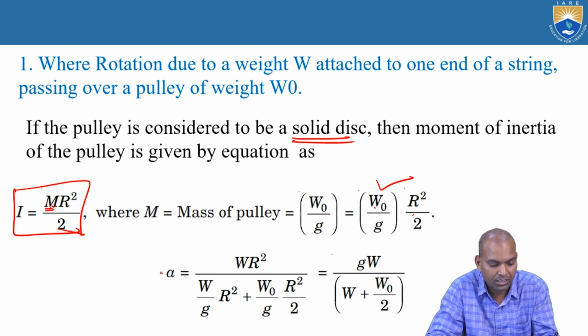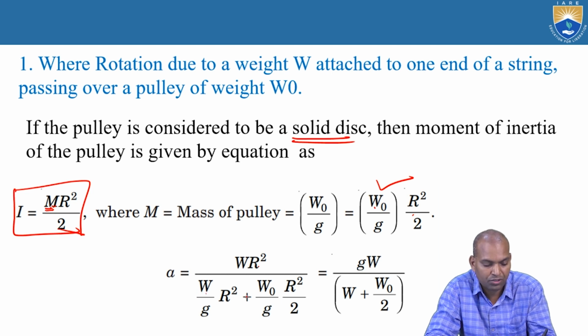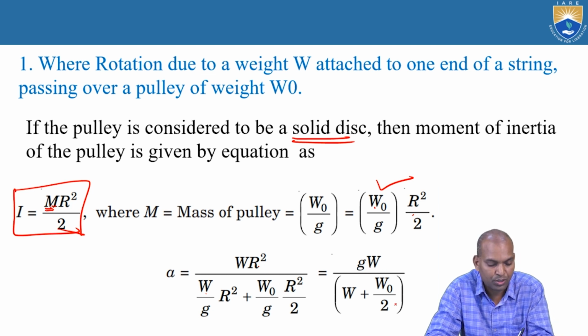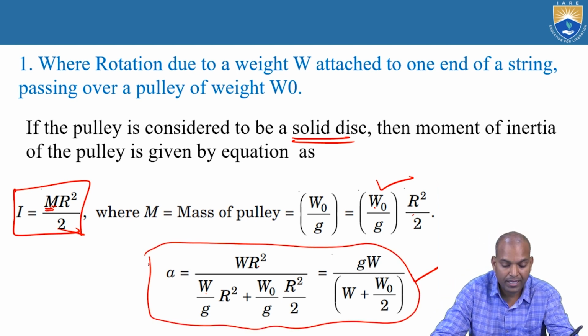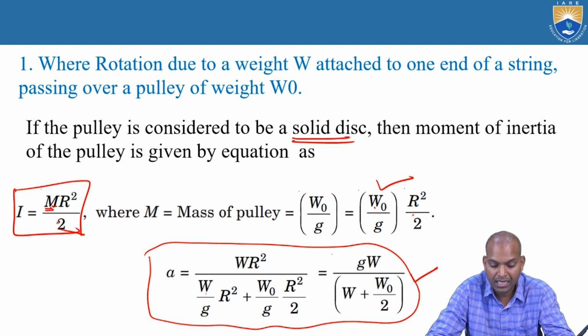Now the final linear acceleration equals gW by W plus W naught by 2. That is, W R square by W by g R square plus W naught by g R square by 2. Now make R square common and cancel it. Then a equals gW by W plus W naught by 2. This is the linear acceleration in terms of the weight of the pulley and the hanging weight.